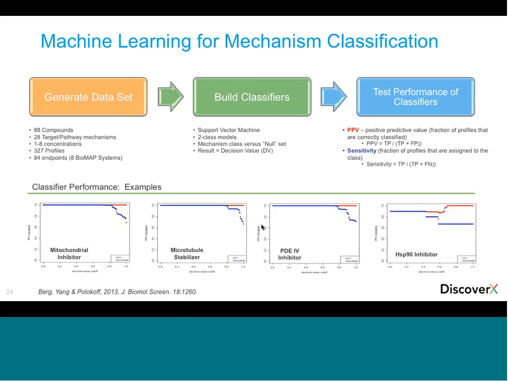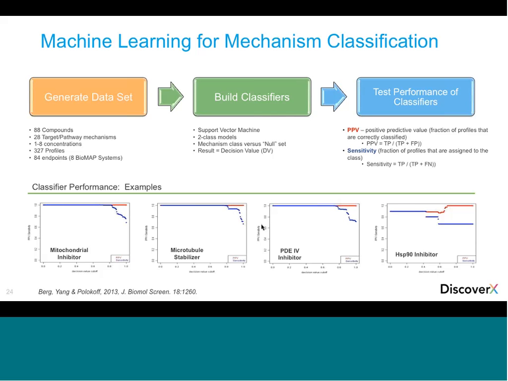So even beyond developing these consensus signatures, we've actually taken machine learning to build algorithms that will give us a value, a number, a classification, whether or not a particular compound can be classified into one or more of these mechanism classes. The method is we generate a test data set using multiple compounds and multiple profiles at multiple concentrations for each of these mechanism classes. We then build classifiers and then test the performance.